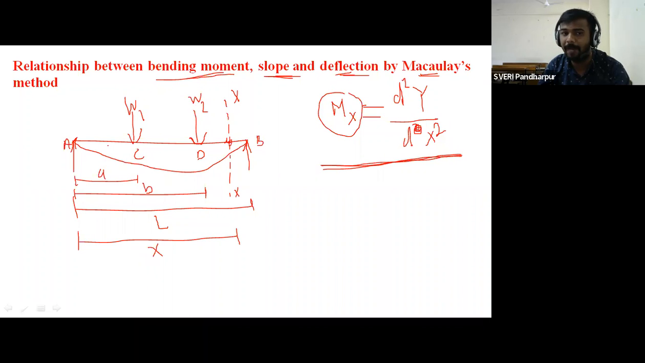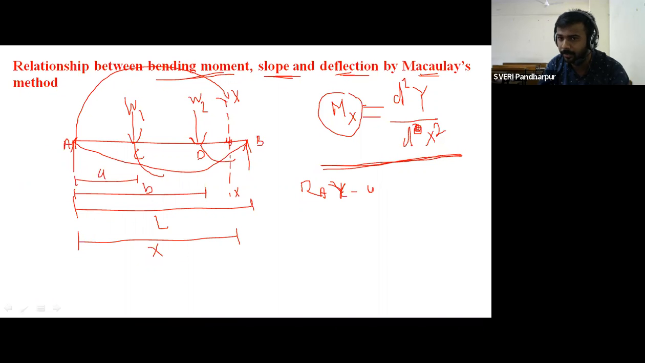So what I will do, I will take the moments. I will take Ra into x. Getting? This force is rotating in clockwise, therefore clockwise moment we are taking as positive. Now the remaining two point loads, this point load and this point load, whether they are rotating clockwise or anti-clockwise? Anti-clockwise. So here minus sign, correct?